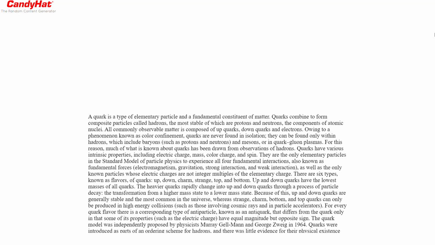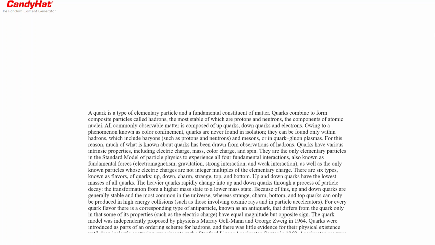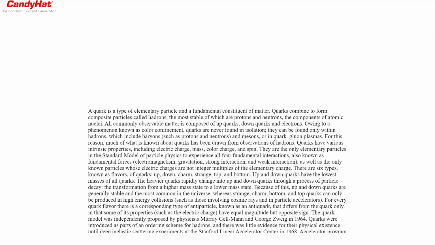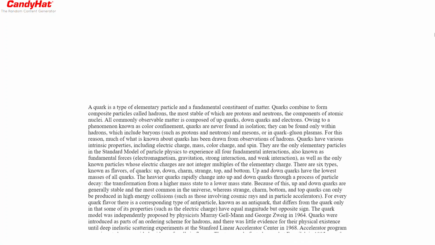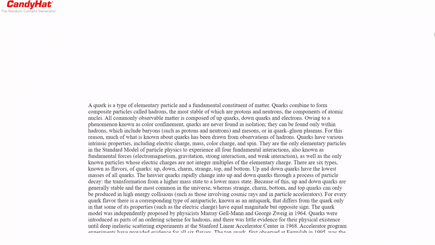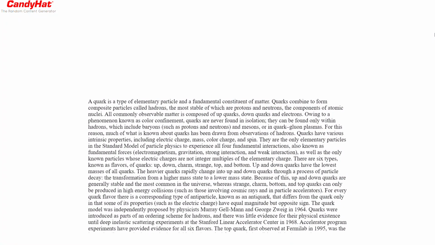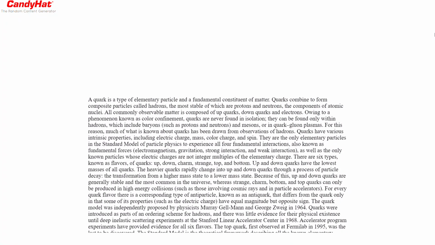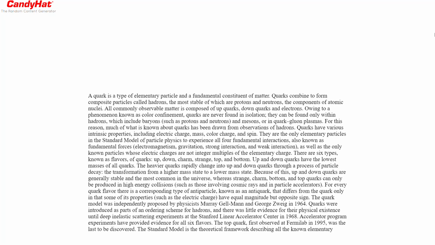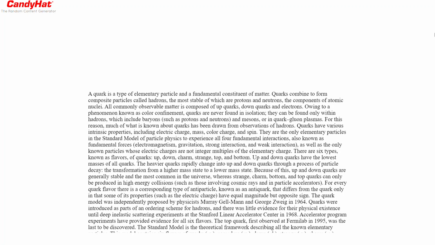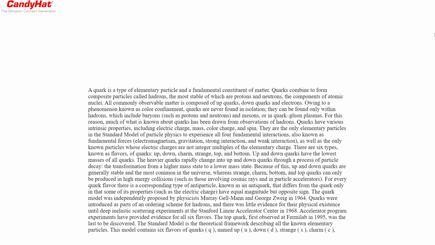The quark model was independently proposed by physicists Murray Gell-Mann and George Zweig in 1964. Quarks were introduced as parts of an ordering scheme for hadrons, and there was little evidence for their physical existence until deep inelastic scattering experiments at the Stanford Linear Accelerator Center in 1968. Accelerator program experiments have provided evidence for all 6 flavors. The top quark, first observed at Fermilab in 1995, was the last to be discovered.